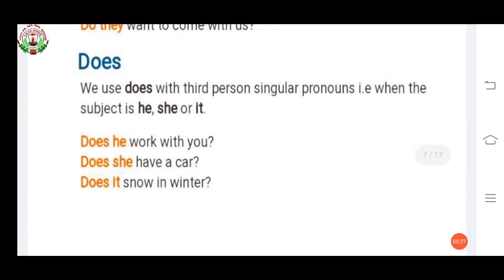Does he work with you? It means here we are talking about some other person. Does he work with you? Does she have a car? Does it snow in winter? So here does is used with third person.